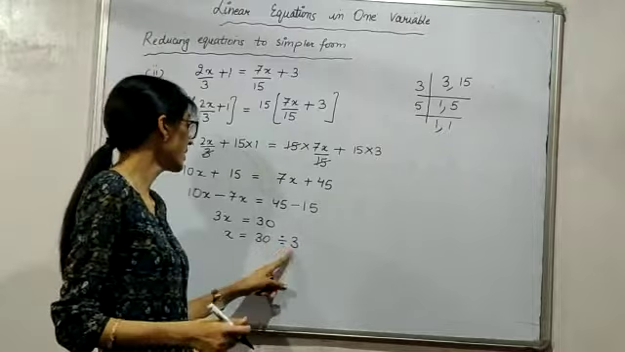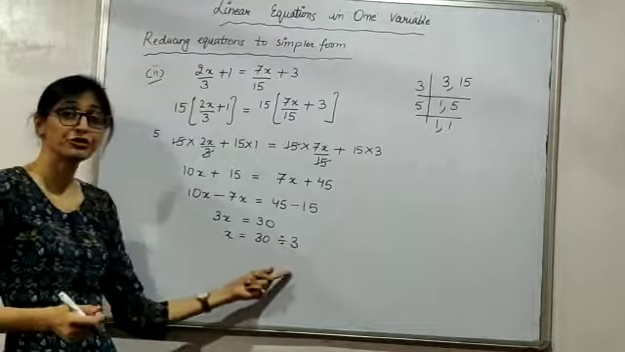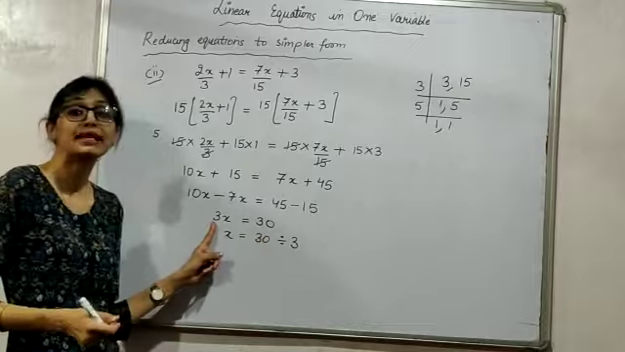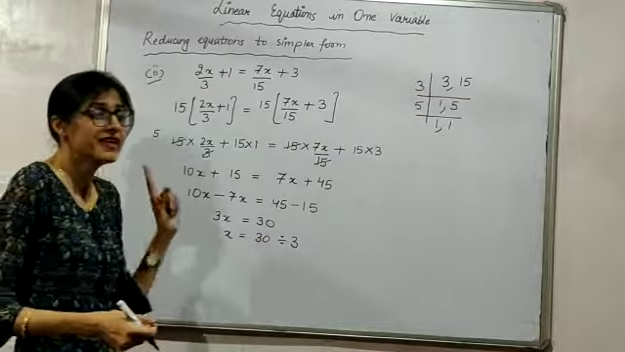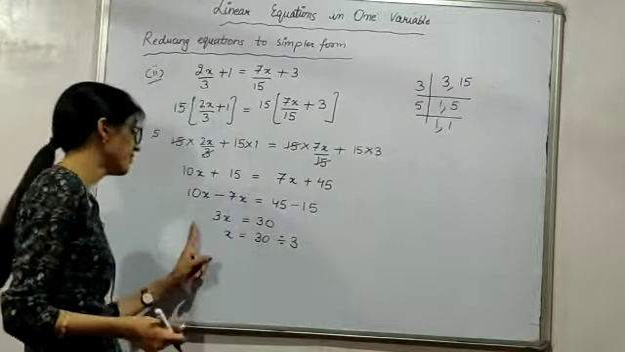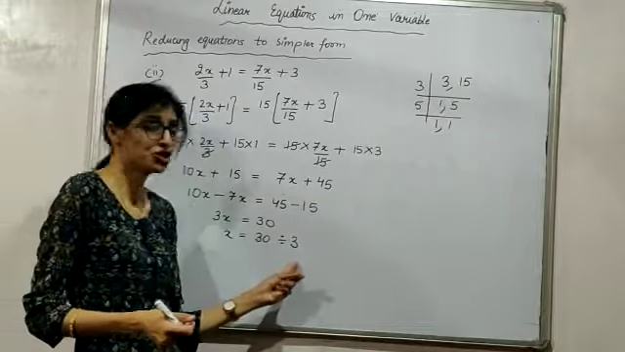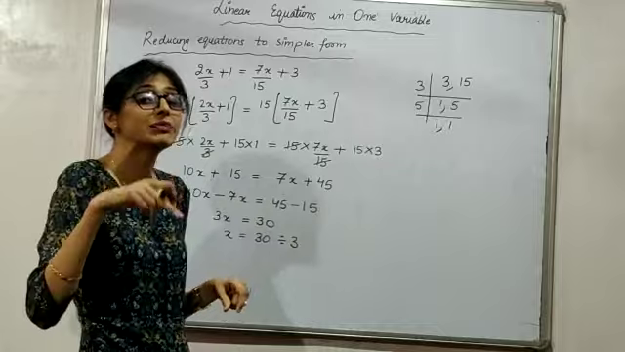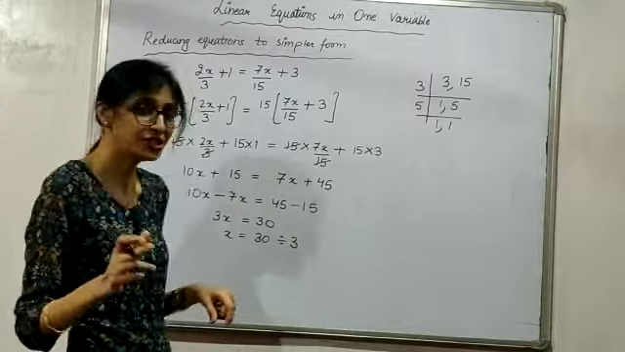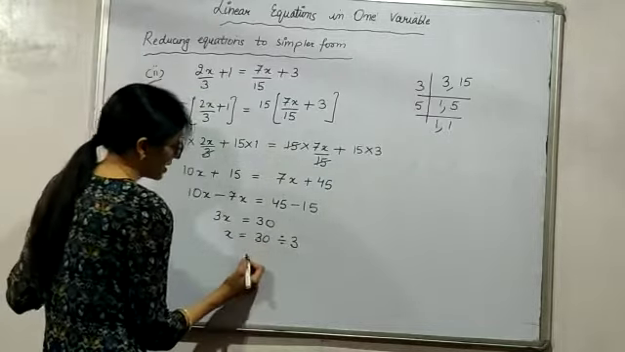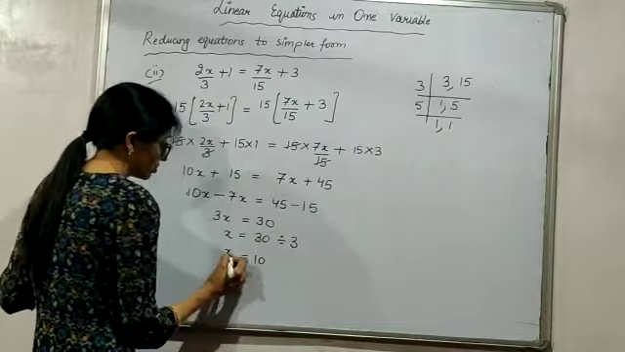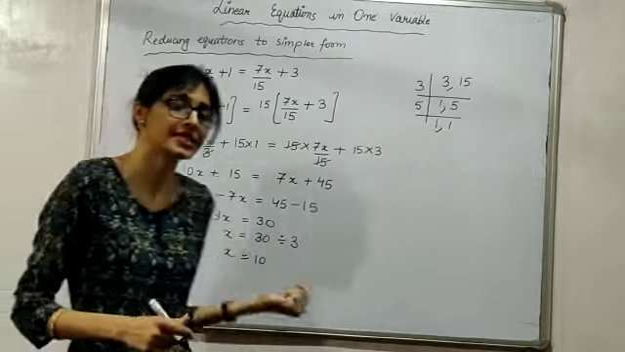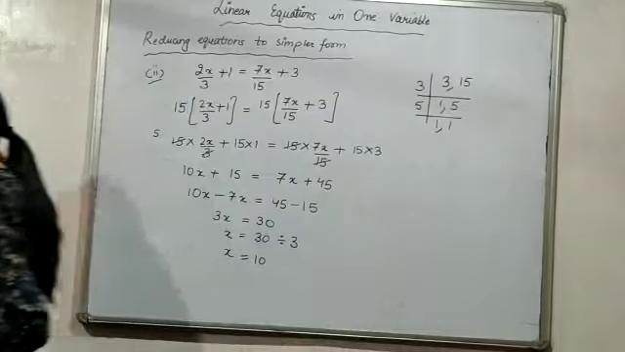Now this 3 will come into division. Why does it come into division? Here 3 is in multiplication with x. Whenever the 3 from the left hand side changes its position to the right hand side, it will come into division. So x equals 30 divided by 3, which is 10. x equals 10 is the solution to this problem. Let's come to the third problem.